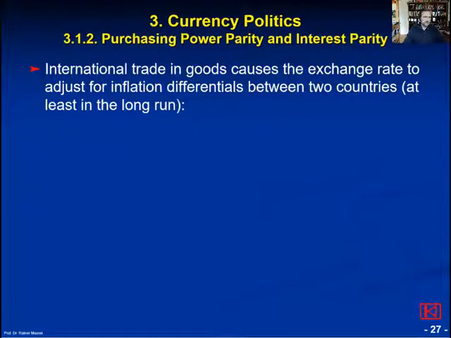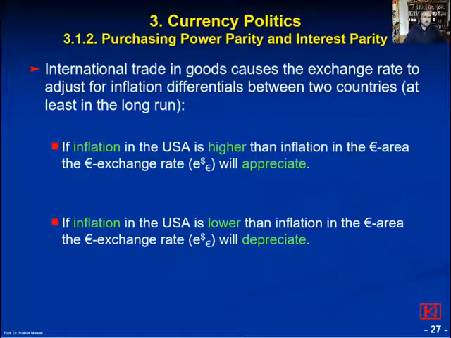So let's sum up our results. International trade in goods causes the exchange rate to adjust for inflation differentials between two countries. If inflation in the USA is higher than inflation in the euro area, the exchange rate of the euro against the dollar will appreciate. If inflation in the USA is lower than inflation in the euro area, the euro exchange rate against the dollar will depreciate.